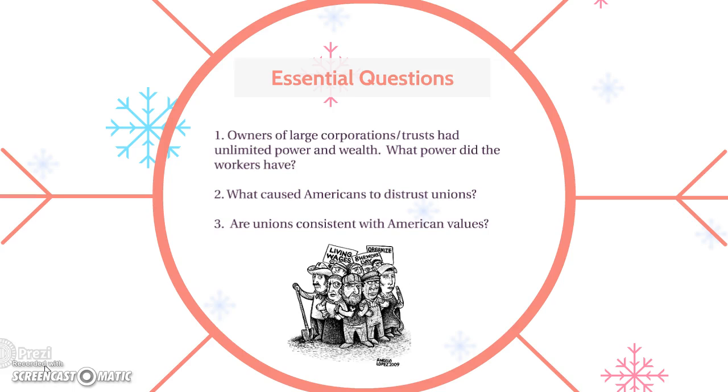So owners of large corporations and trusts had unlimited power and wealth. Think of Carnegie, Rockefeller, Morgan, Duke, Swift, etc. Those are the names of the great industrialists and trust owners. What power did the workers have on the other hand? And I think that's a fair and valid question. Did they have any power? If they did, how could they use that power to achieve their goals and in a way to improve their life and position in life? So that's one of the questions we'll look at.